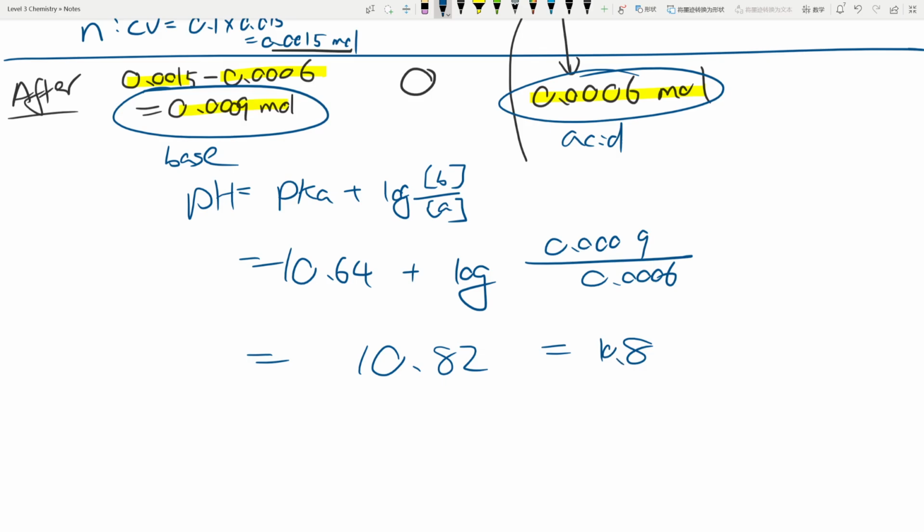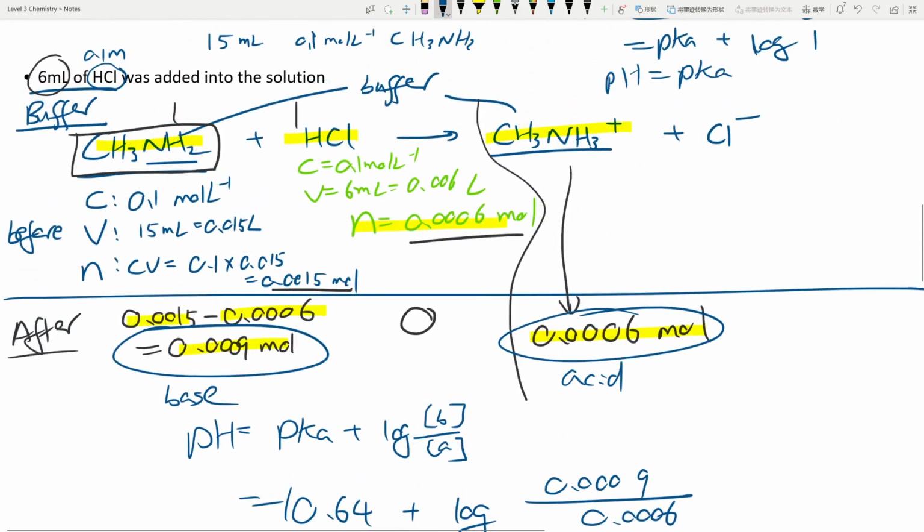Okay, so this is just a buffer calculation. Now I do want to emphasize, you may go, why is it 6 mils? That seems like a really random amount. It could be any mils, to be honest, as long as it's within the buffer region. I could change the 6 to 5.5, I could change the 6 to 7.8, 7.9, 8.2, 4.2, and you get the idea, because it doesn't matter how many mils you add, the process is exactly the same, because the only number you change is this number here, and then the process of working it out is exactly the same, because you're adding a strong acid into a weak base and you make a buffer.